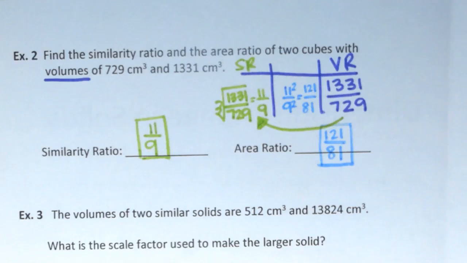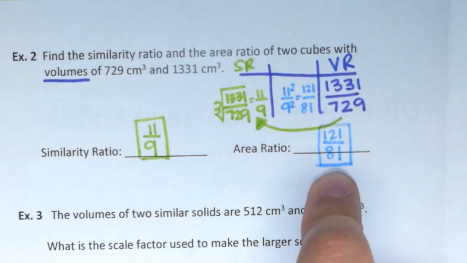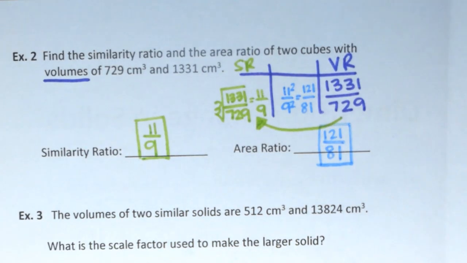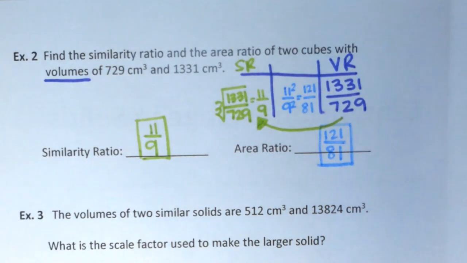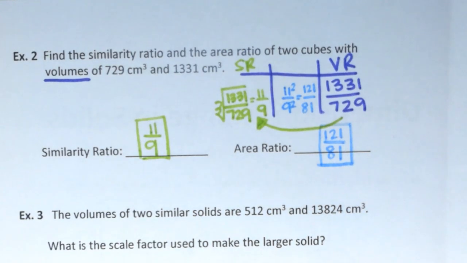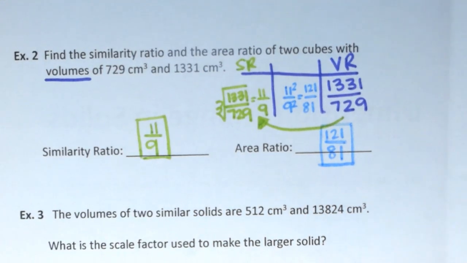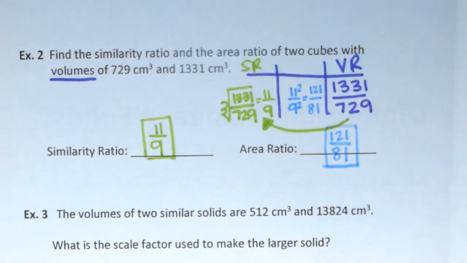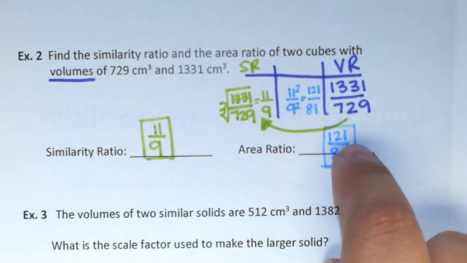What questions can I answer? We're good? If I multiply an area by 121 over 81, what's going to happen to my new area? Let's say I have an area of 10, I'm making it up, and I multiply it by 121 over 81. My new area will be what compared to my old area? Why bigger? Because the numerator is a bigger number. Do y'all all agree with that?